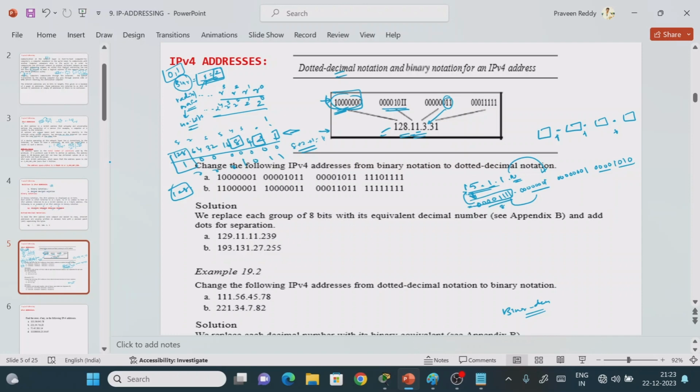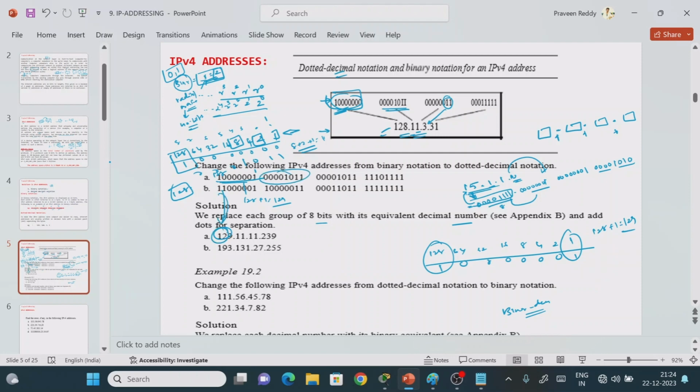From an exam point of view, you might expect short questions that ask you to replace each 8-bit group with the equivalent decimal number. For example, this is my number. What is this value? This is 128, and this is 1, so 128 plus 1 is nothing but 129. How to substitute: 1, 2, 4, 8, 16, 32, 64, 128. What is the given value? 1, 6 zeros, 1. So 128 plus 1 is 129. See that it is replaced with the dotted decimal representation, 129.